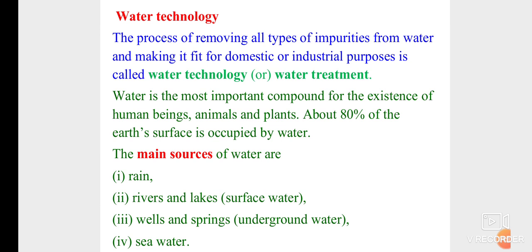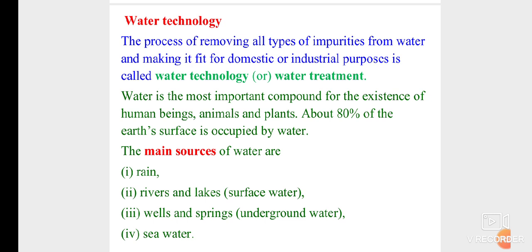The main sources of water are rainwater, river, and lake. River and lake water are called surface water because they stand above the land surface. Then the other two types are wells and springs. Well water and springs are underground water, based on the aquifer under the earth. The last one is sea water. So these are the different sources of water.